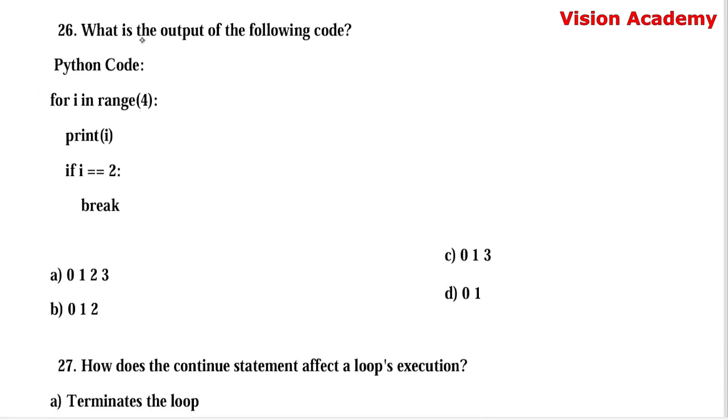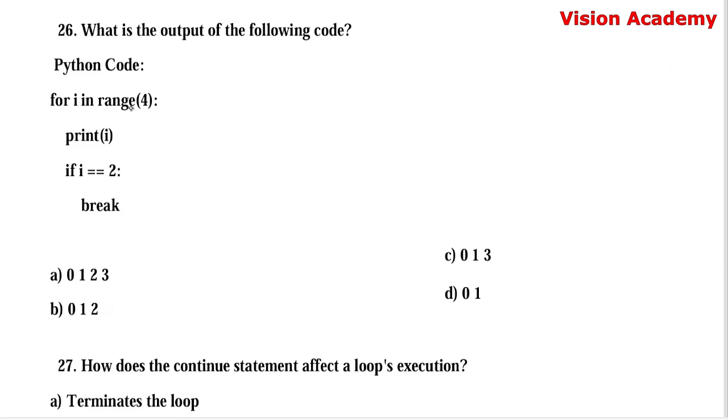Question number 26. What is the output of the following code? Python code: for i in range(4): print(i); if i == 2: break. Here the options are: A, 0, 1, 2, 3. B, 0, 1, 2. C, 0, 1, 3. D, 0, 1.